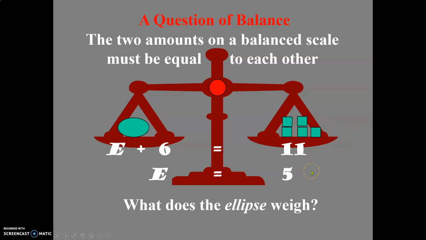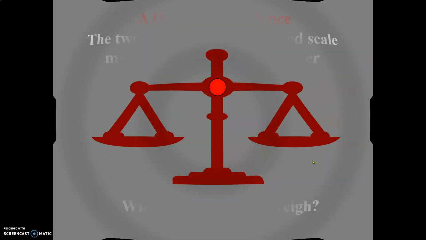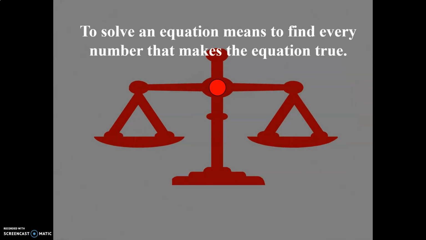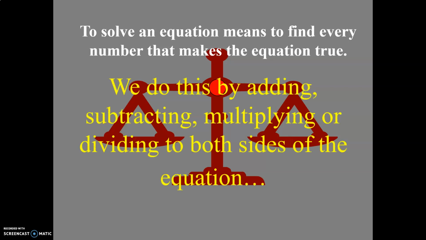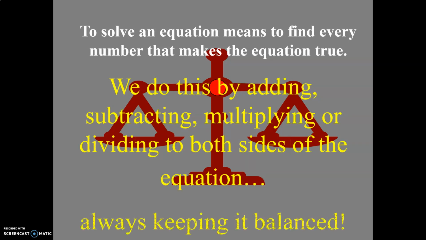And you can probably do that in your head. That's probably something pretty simple. But the idea is still there, that we take away what we don't need. We remove what we don't need from the side of the unknown amount. This ellipse was the unknown amount. We removed what we didn't need. And to keep it balanced, we had to do the same thing to the other side. All right. So here's the idea of solving an equation. Solving an equation means to find every number that makes the equation true. And we do this by adding, subtracting, multiplying, or dividing to both sides of the equation, always keeping it balanced. Very important to do that.